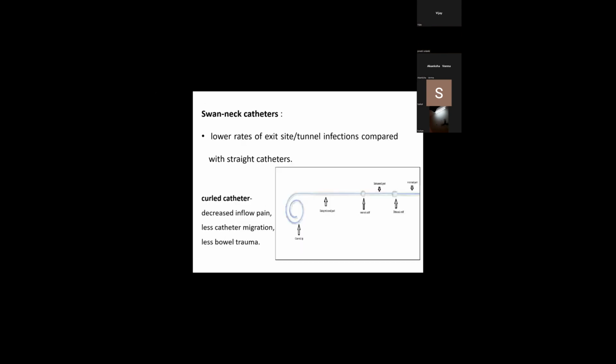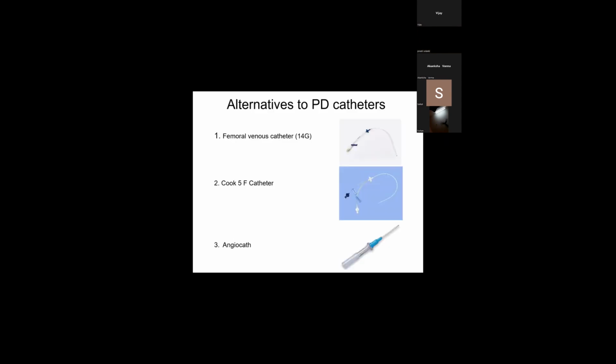It may be straight, coiled, extended swan neck, single cuff, and double cuff. Swan neck catheters have the advantage of lower rates of exit site or tunnel infections compared with straight catheters. Also, curled catheters have the advantage of decreased inflow pain, less catheter migration, and less bowel trauma. The image shows the curled catheter.